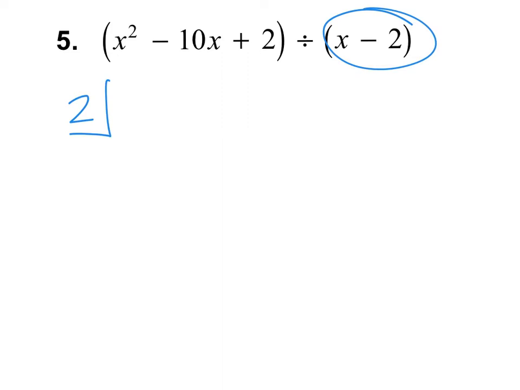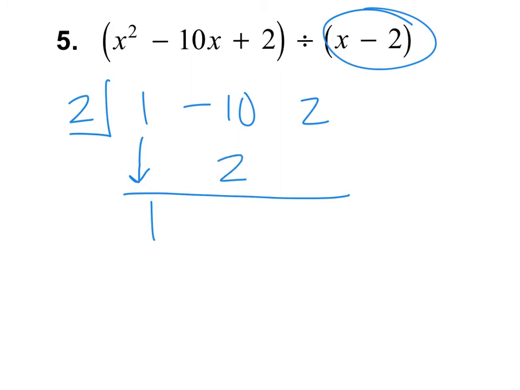We write down all of the numbers without the variables, draw a line, give some space, drop down the first number. So 1 times 2 is 2, negative 10 and 2 is negative 8, negative 8 times 2 is negative 16, and 2 and negative 16 is negative 14. That last number serves as our remainder.